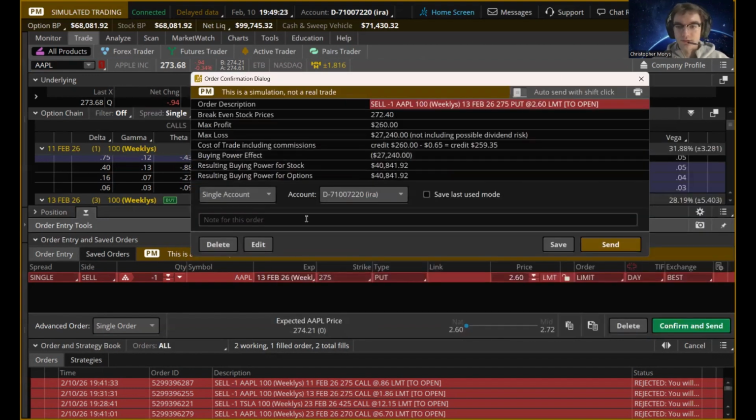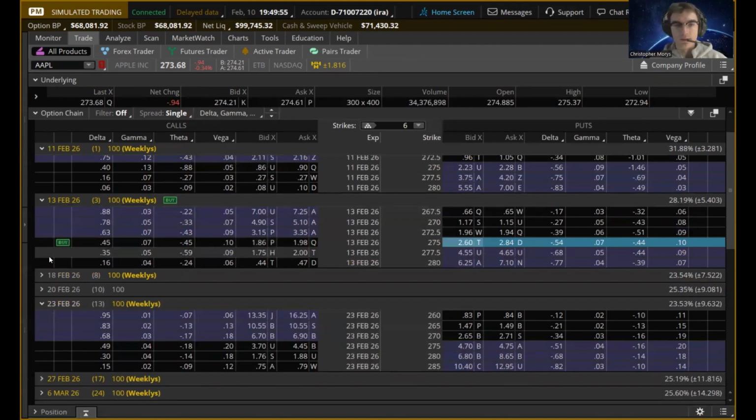All right, basically simply as is, break even stock price 272.4. Our max profit 260. Max loss 27,000. Yeah, that's a pretty bad trade. This reward to risk ratio is quite awful. So I'll look for a different one.